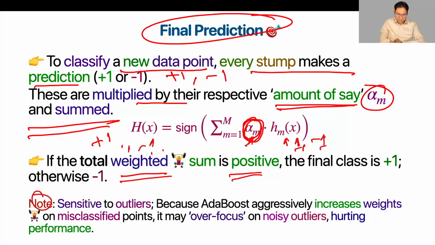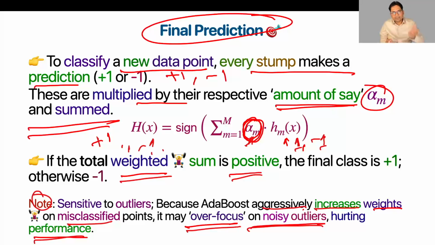Okay, but there's one catch. It is sensitive to outliers, because outliers will not be classified correctly. Because they are outliers, it will keep on boosting their weight so that somehow they are classified, so it will aggressively increase the weights for misclassified points. It may over-focus on noisy outliers, hurting the performance. Just to fit them, it can keep on increasing the weight so that it is able to get it right. Okay, and that's how it is prone to overfitting to outliers.